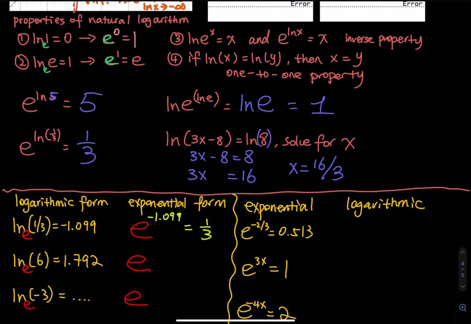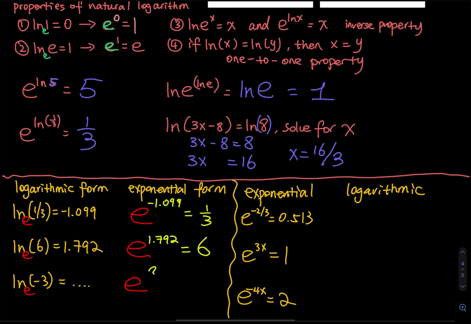And then e raised to the 1.792 equals positive 6. And then e raised to the what power is equal to negative 3? Is this possible? The answer is no. We just mentioned that ln of a negative is undefined.